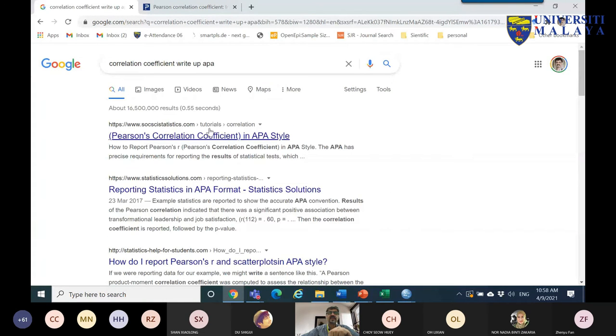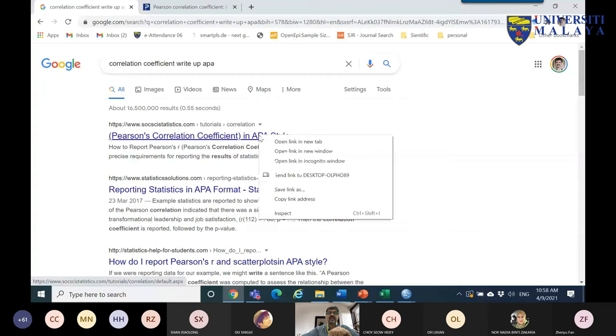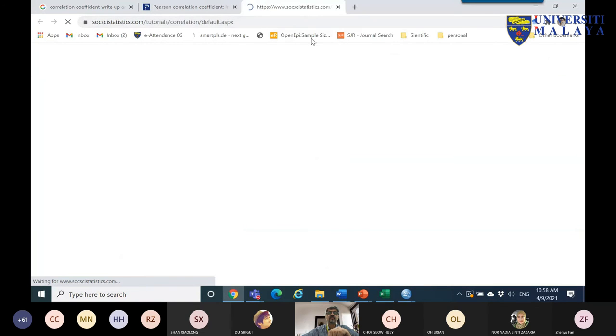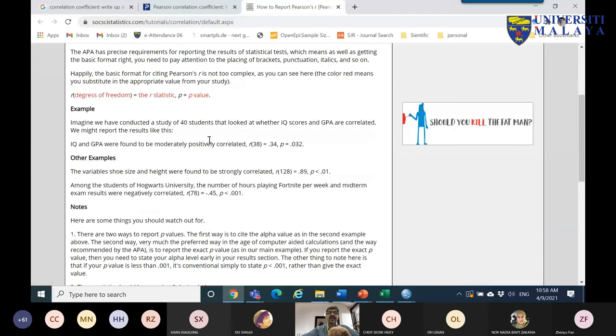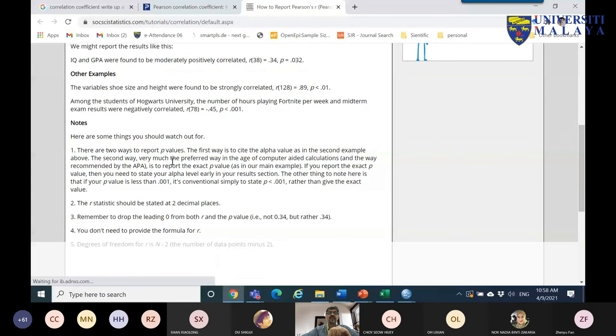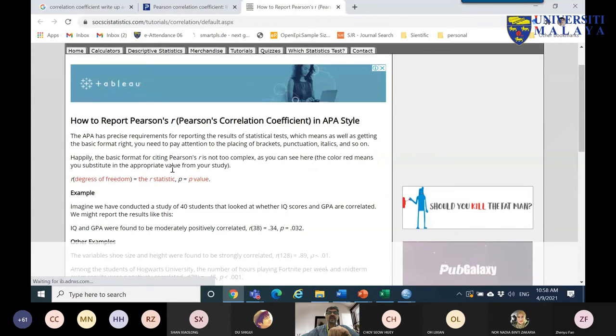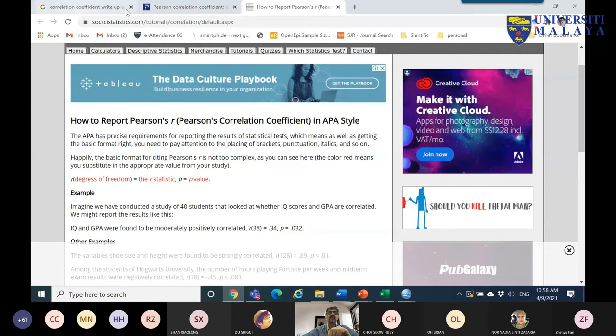So now, Pearson correlation coefficient in APA style. Please remember, whenever you want to write a correlation coefficient, please follow the academic style. How to write it, how to report it correctly to avoid any kind of issue when you submit your articles or your thesis, make sure that you are following the academic style. So there will not be any issue if you report it correctly.